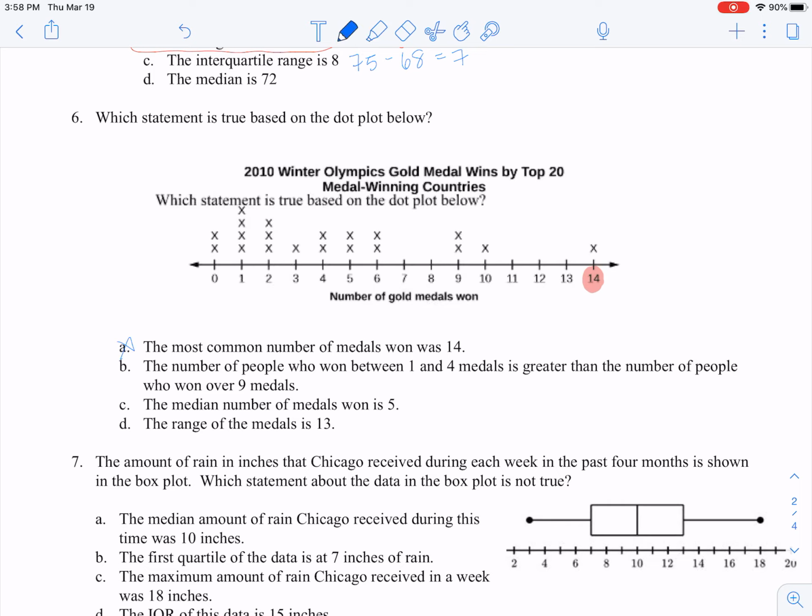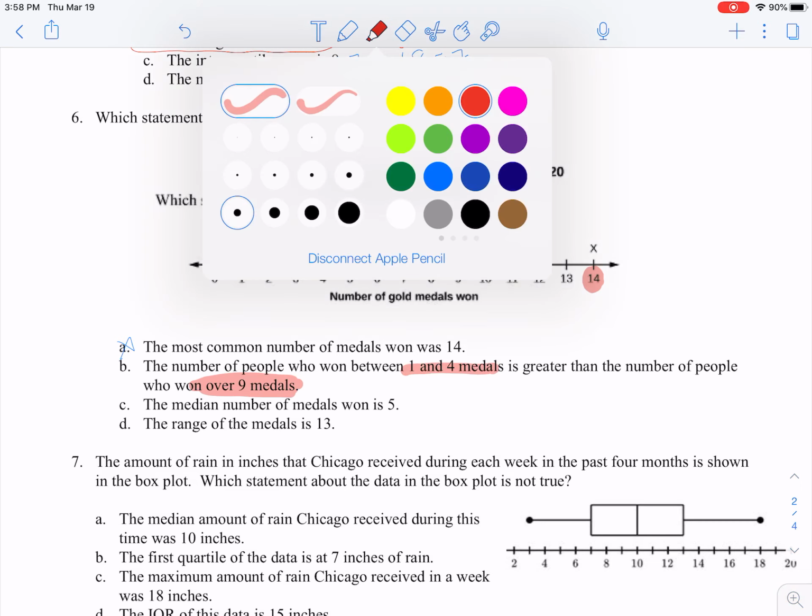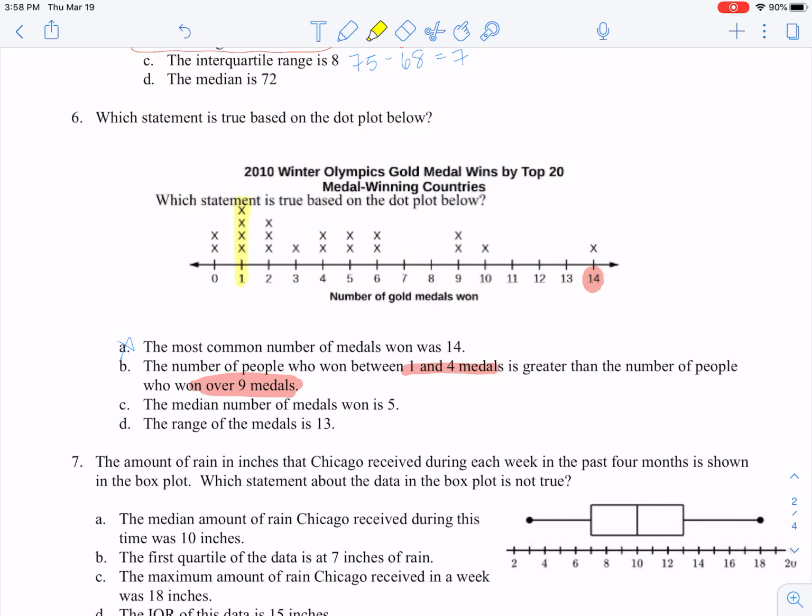B, the number of people who won between 1 to 4 medals is greater than the number of people who won over 9 medals. So over 9 medals means more than 9 medals. So we're going to see how many people had 1 and 4 medals, and that would be this number right here, which is 4, and then this number right here, which is 2. So 4 plus 2 equals 6.